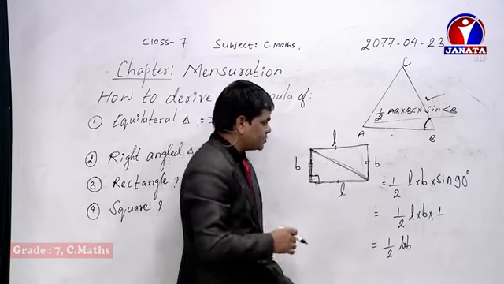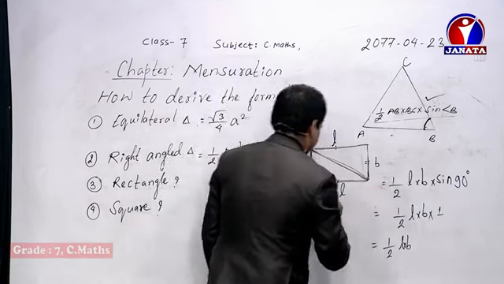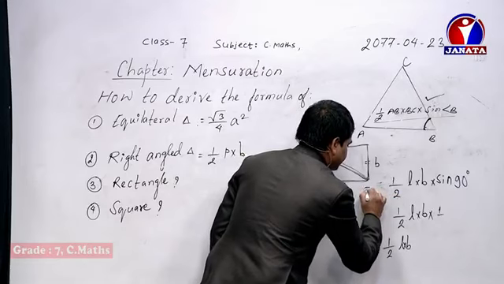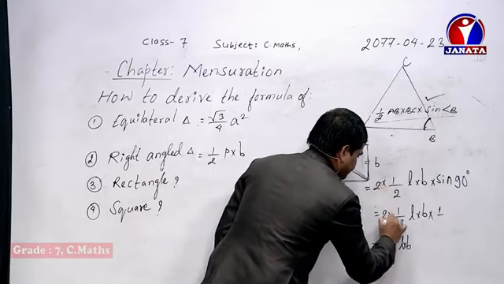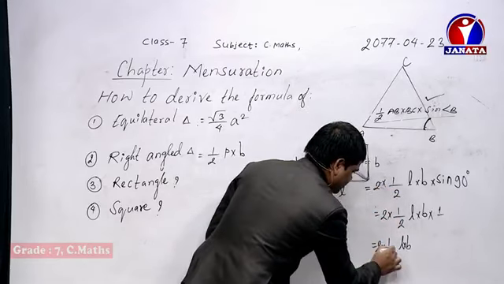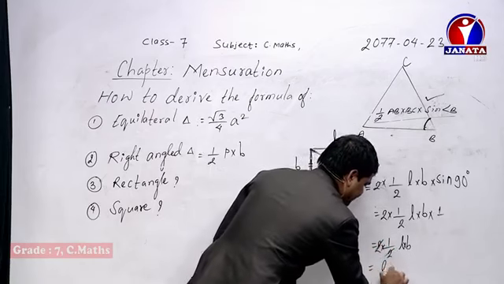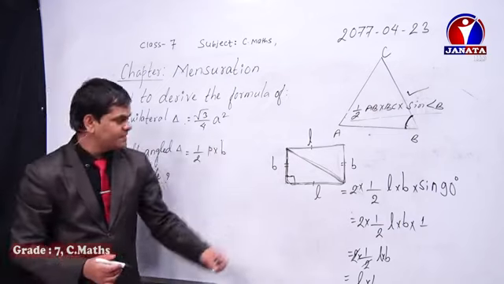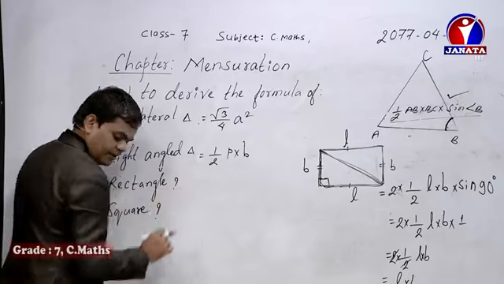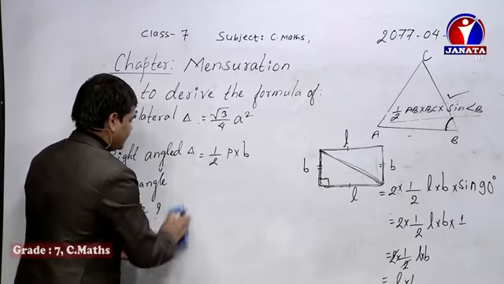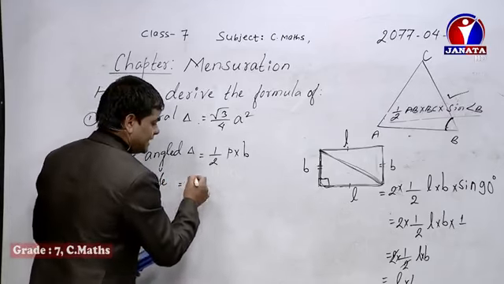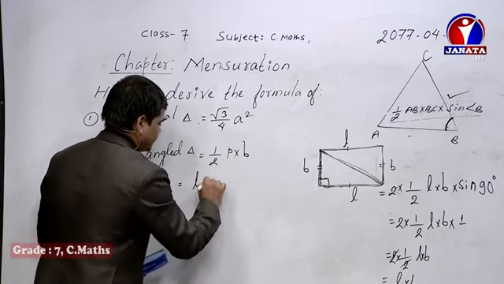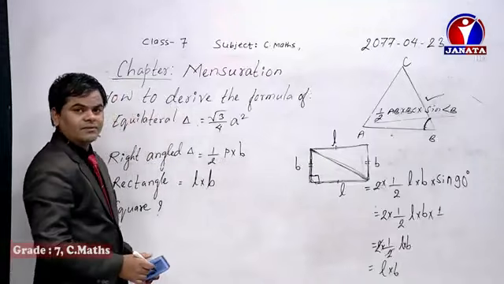So if you multiply 2 here, because there are two triangles, the 2 cancels. What remains? 1 L into B. So this is the way of deriving the formula of rectangle. Now we can write the formula of rectangle. Area is length into breadth. Length into breadth.